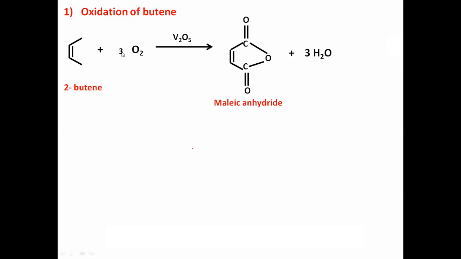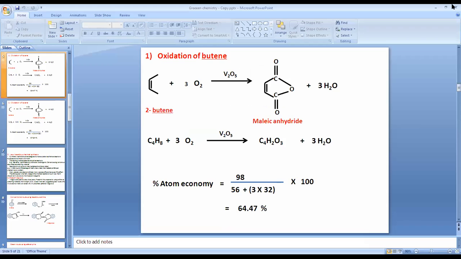So 3O2 molecules will give 3 into 2, 6 atoms. Out of these, 3 atoms will go into the main product and 3 will go into the water molecules, the byproduct. The reaction is balanced. Now this is ready for calculation of atom economy. Next time we will see how to calculate the atom economy by calculating molecular weights of the reactant and product. So here we will stop now. Kurtakar sir is here to continue this lecture.